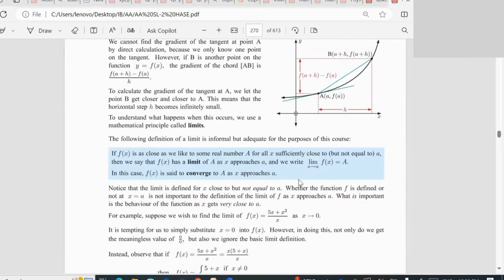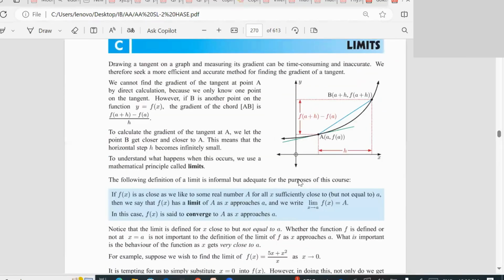Now let's understand the concept of limits. Let's see how this is going to work. Now the point is, if there is a curve, and let us assume there is a point A.